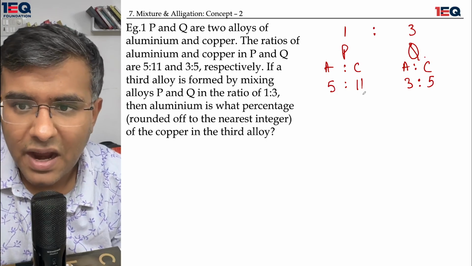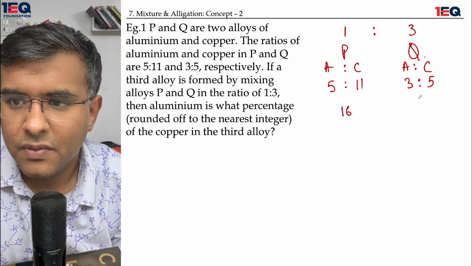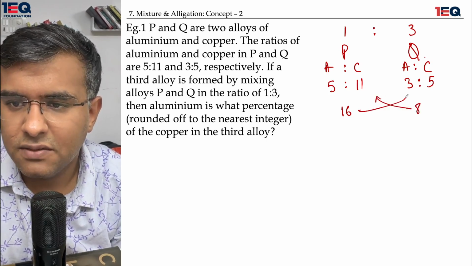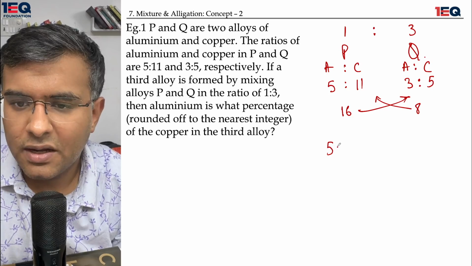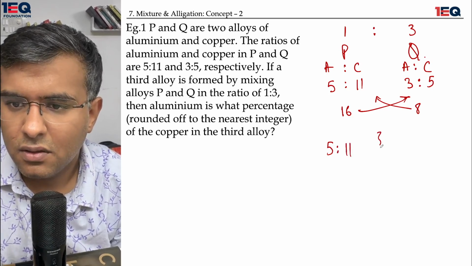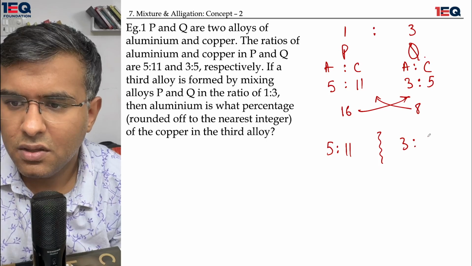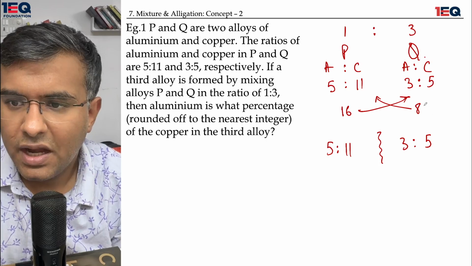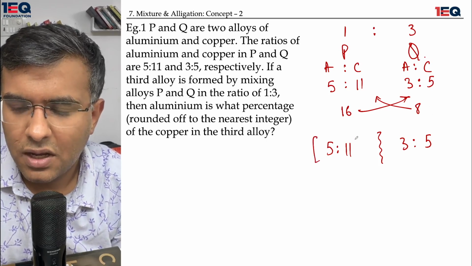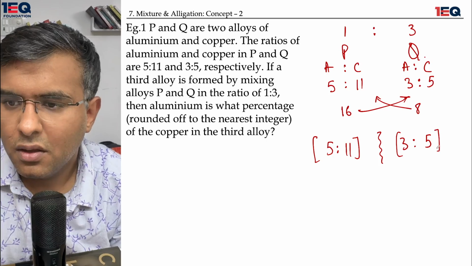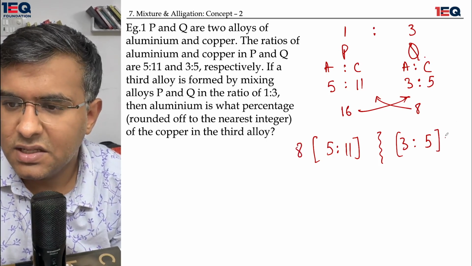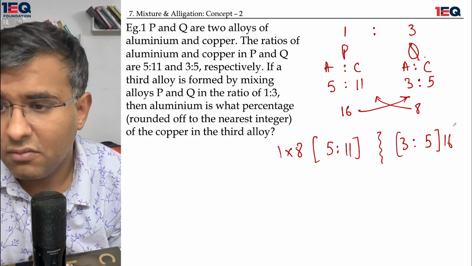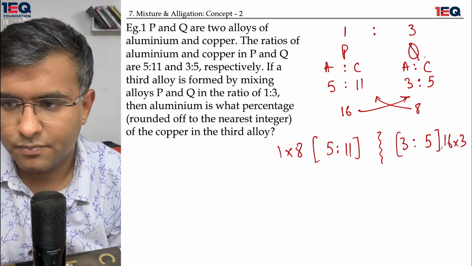I'll quickly add it up. 5 plus 11 is 16. 3 plus 5 is 8. 8 would be cross multiplied here and 16 would be cross multiplied here. I'll quickly write it down. 5 is to 11 and 3 is to 5. 8 is being multiplied on the left hand side. I'll put them in a big bracket and multiply 8 here, and 16 here. 1 would be multiplied here and 3 would be multiplied here.